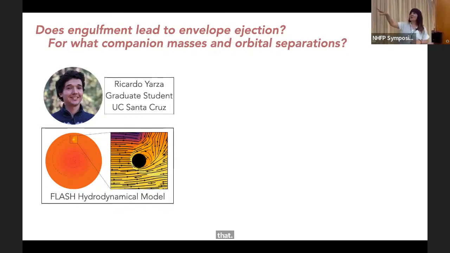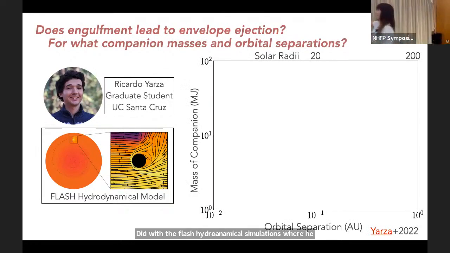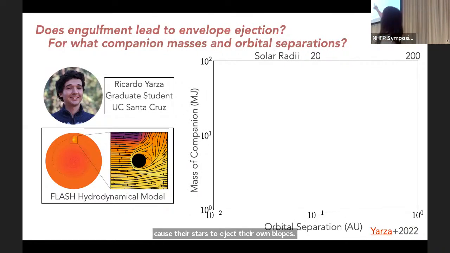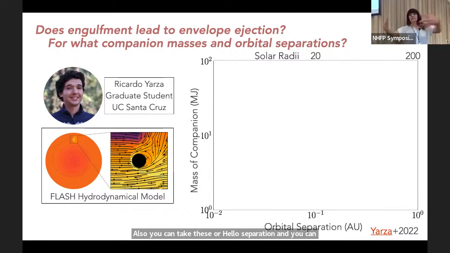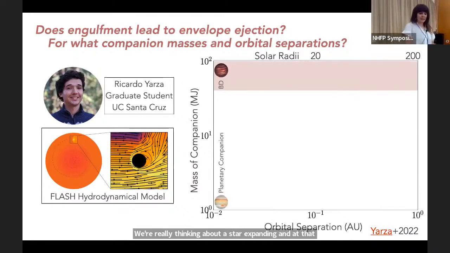did with the FLASH hydrodynamical simulations, where he looked at planets, companions at different orbital separations and different companion masses to try to get a sense of what sorts of objects will cause their stars to eject their envelopes. Also, you can take these orbital separations and think about this in solar radii space. We're really thinking about a star expanding and at that point of its size, then interacting with its exoplanetary companion.